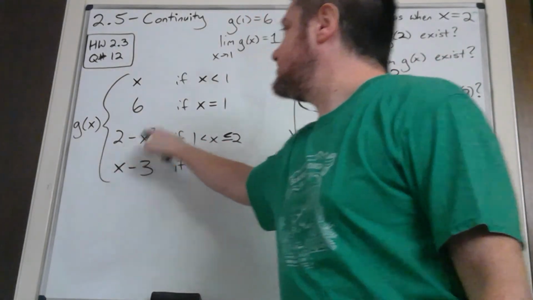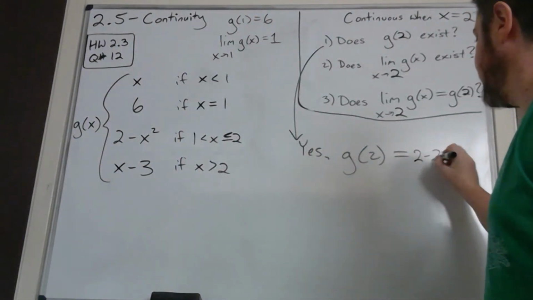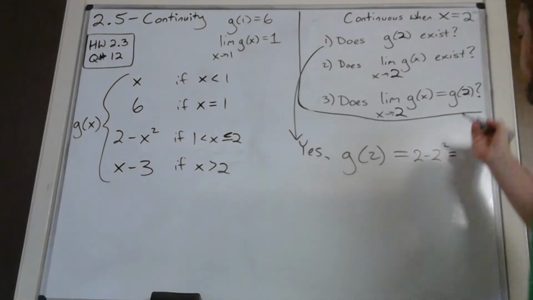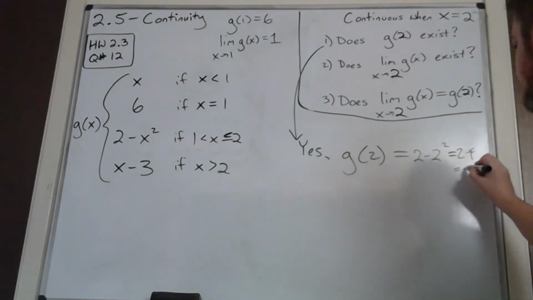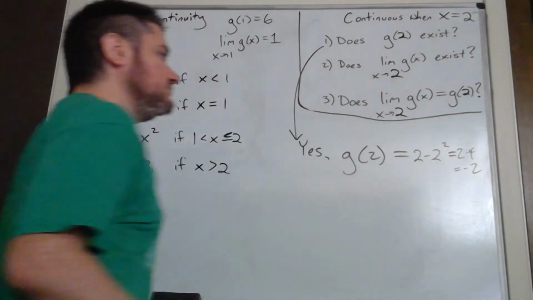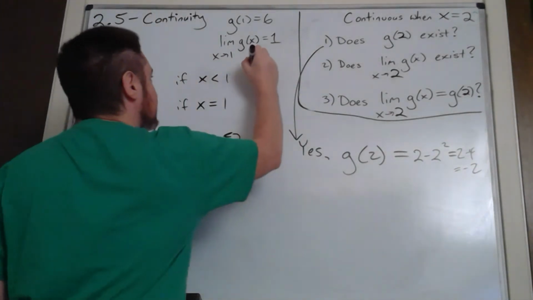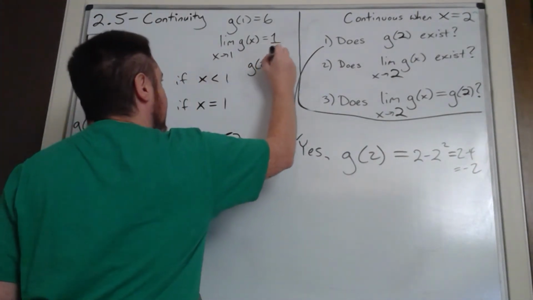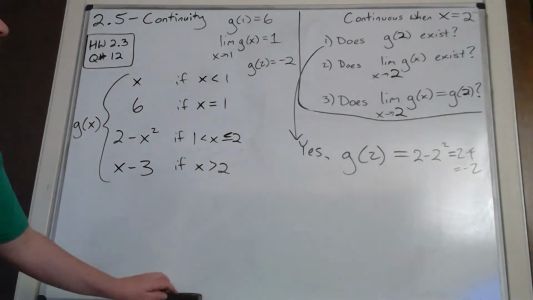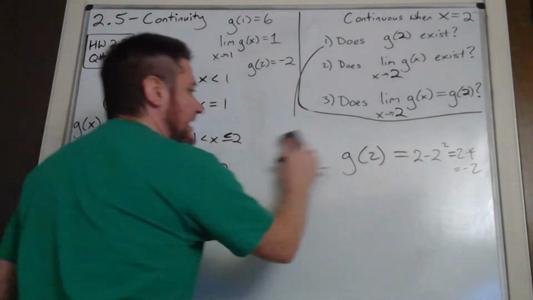So G of 2, if x equals 2, just plug it into that. So I'm going to get 2 minus 2 squared. So 2 minus 2 squared equals 2 minus 4 equals negative 2. Okay, so that exists. So G of 2 equals negative 2. Alrighty. So criteria 1 satisfied. Good enough.